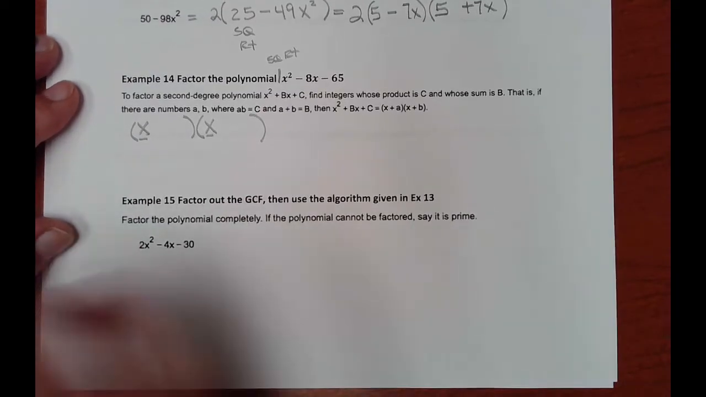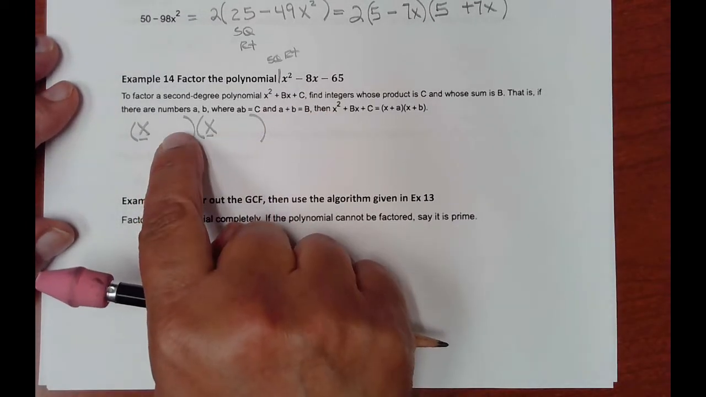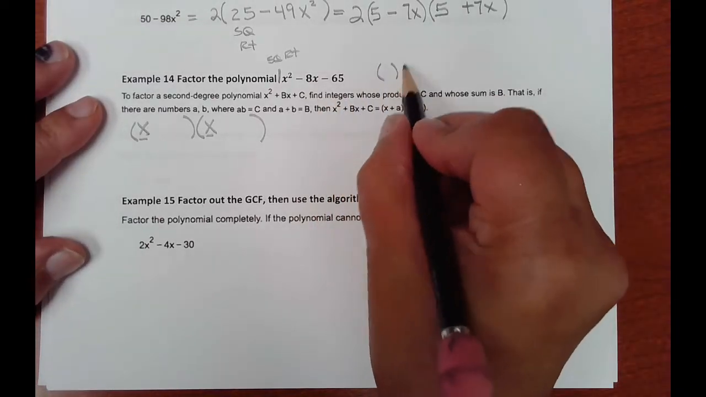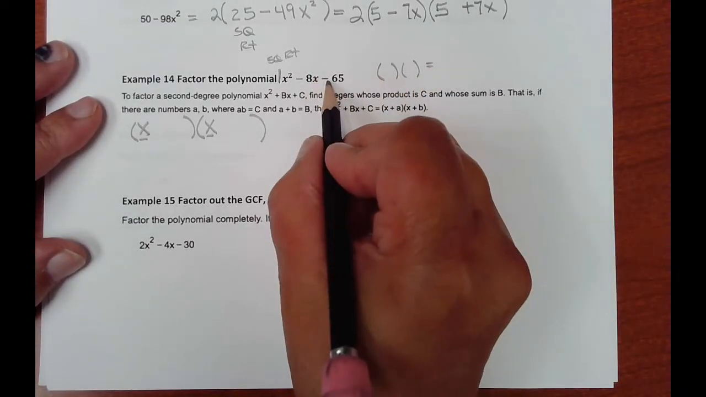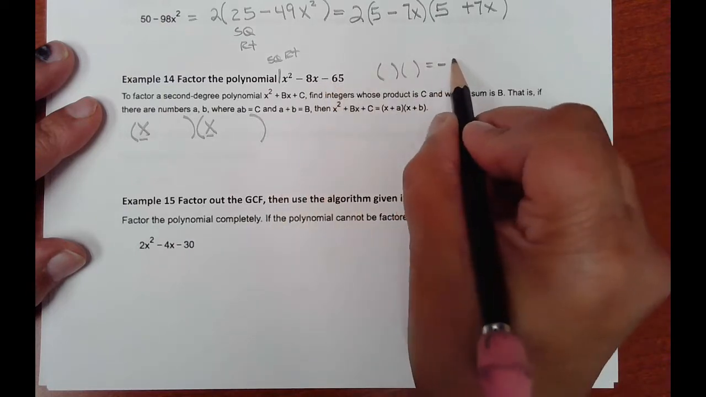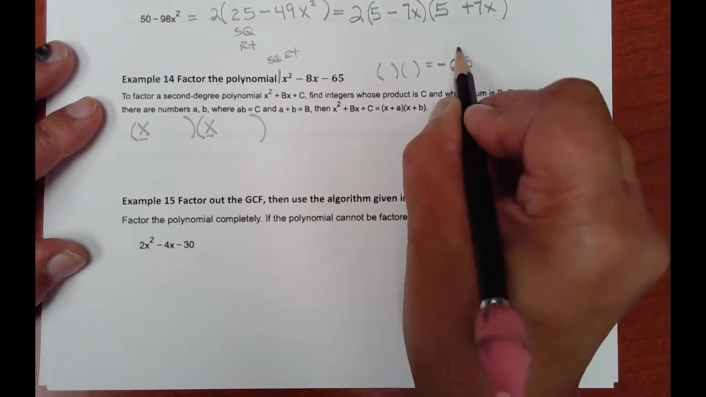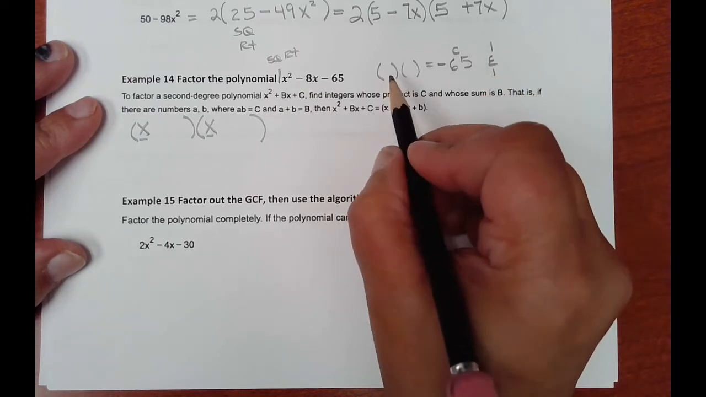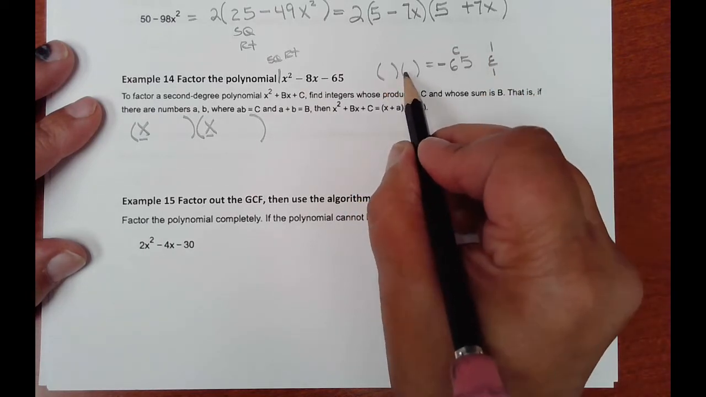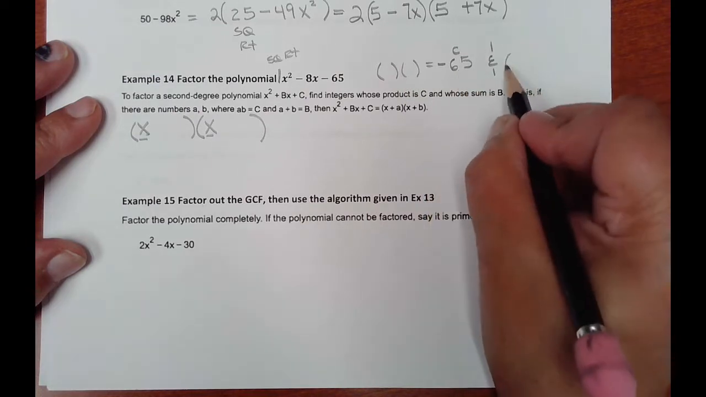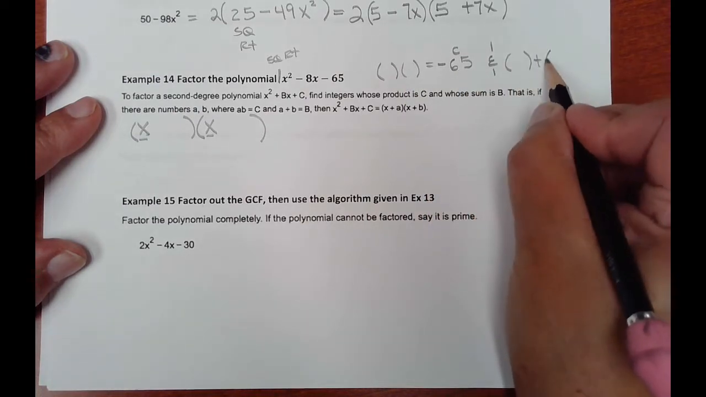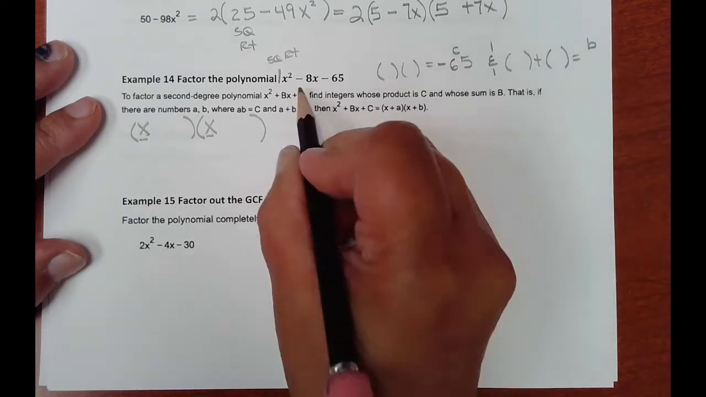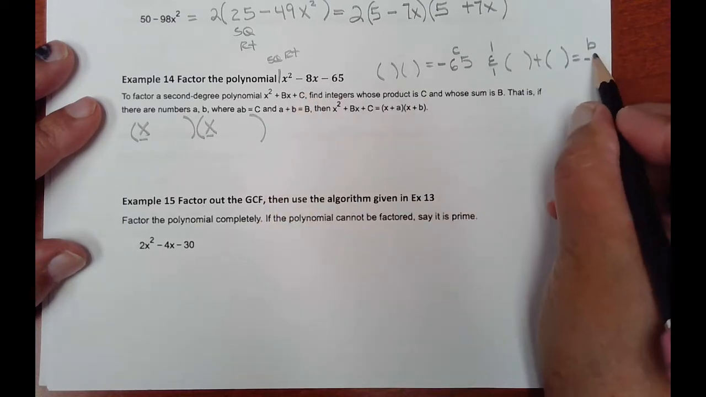And then to fill in the back values or expressions, you have to find 2 numbers that multiply to give you the C value. And the 2 numbers that multiply to give you the C value, you also should be able to add them to get the B value, which in this case is -8.